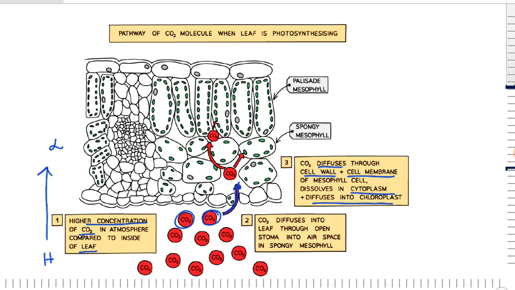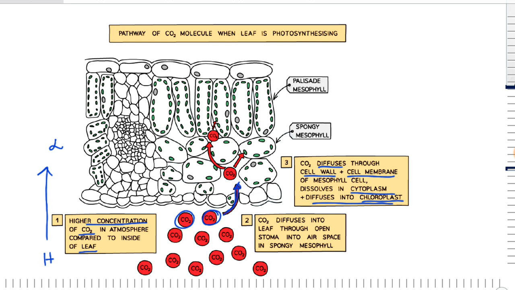So the pathway as they enter is that they diffuse through the cell wall, and then they diffuse through the cell membrane, and then when they get inside they dissolve in the cytoplasm, because there is some water there. Then after it dissolves in the cytoplasm, it diffuses into the chloroplast where it gets used up. So that's what mainly happens on the pathway of the carbon dioxide molecule when the leaf is photosynthesizing.